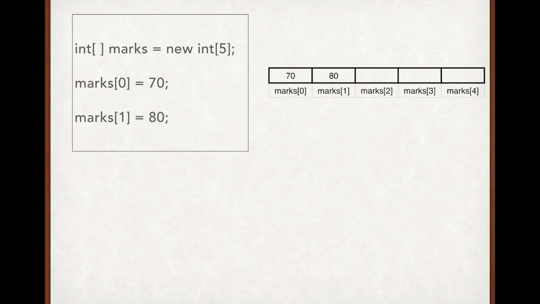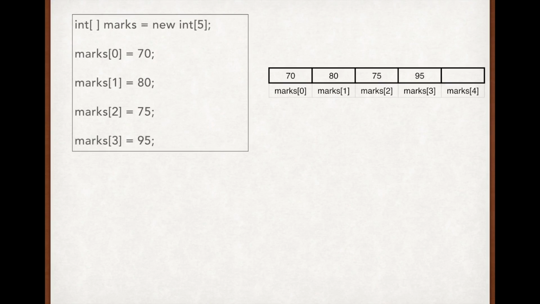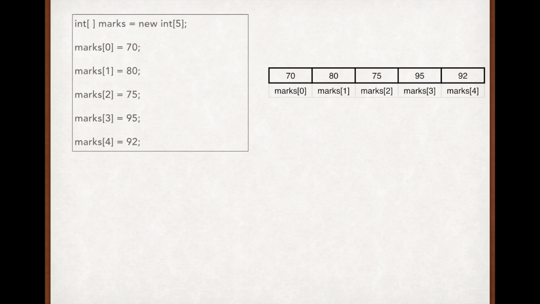To locate any position in the array, use the array name. The array name is marks, followed by a set of square brackets. Within the square brackets, you specify the position where you want to insert the data. Then next some value 75, then next another value 95, then next another value 92. So this is how an array is initialized in Java, and this is one type of initialization.